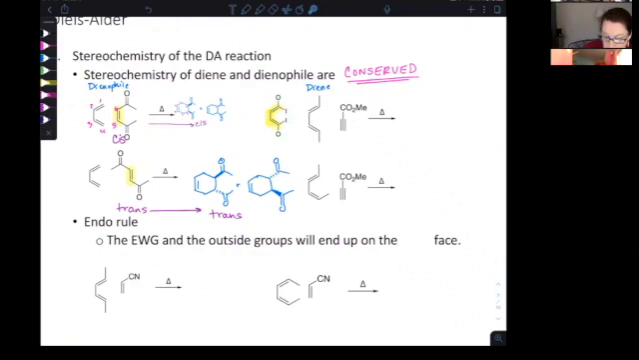So this rule says that the inside groups will end up on the same face and the outside groups will end up on the same face. So outside groups get the same face, and the inside, or inner, groups get the same face. All right.